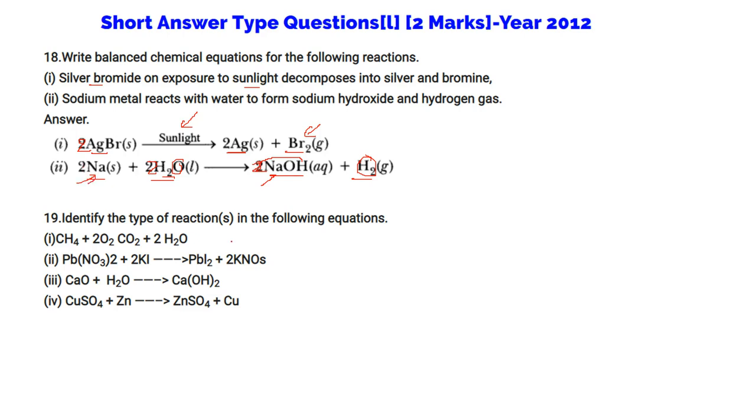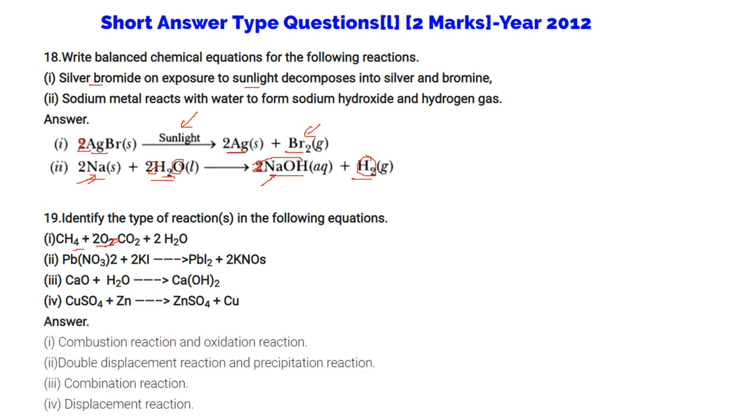Identify the type of reaction in the following equation. Methane combines with oxygen to form carbon dioxide and water. So this kind of equation is a combustion reaction and oxidation reaction. Pb replaces K here, K replaces Pb here, so this is a double displacement reaction. And since this lead iodide is a precipitate, insoluble in water, this is a precipitation reaction.